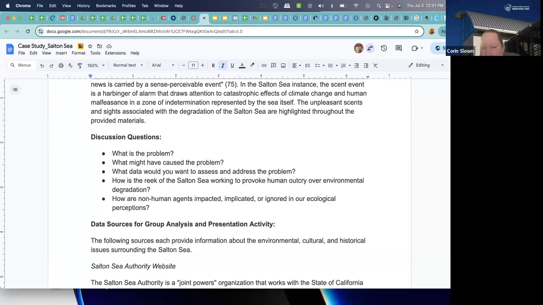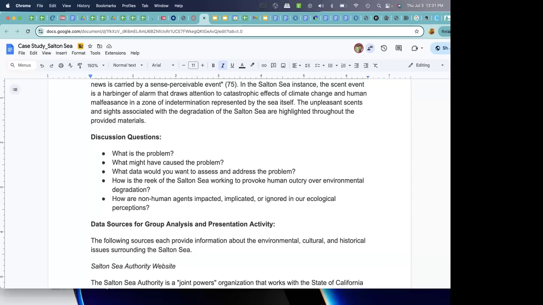And so the reek of the Salton Sea working to provoke human outcry, I think it's kind of ironic that it's genuinely like the smell of death. It's sulfur, it's like rotting eggs, but it's also the dead fish. Also in the article, it says that it's in waves, which means that you can't ignore the smell. So it's like waves of death that are trying to, they're more annoying. So it's more likely that people are going to want to do something about it.